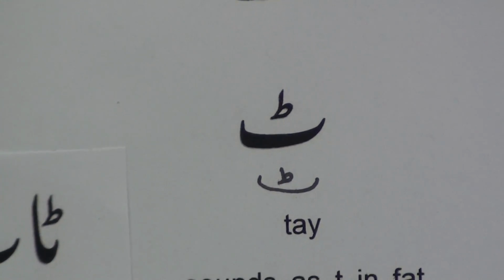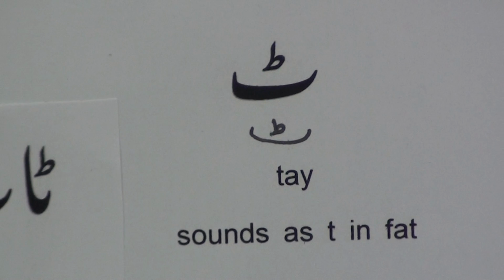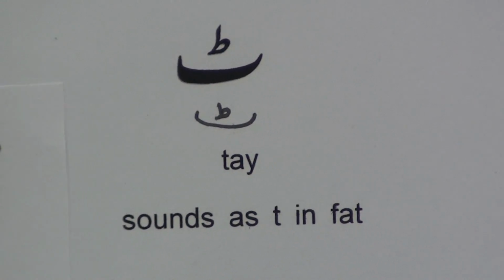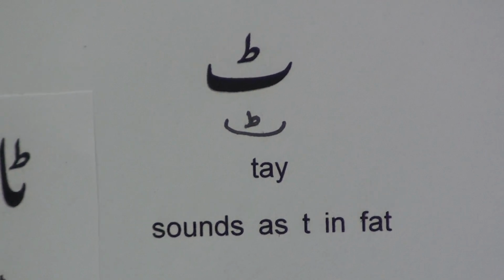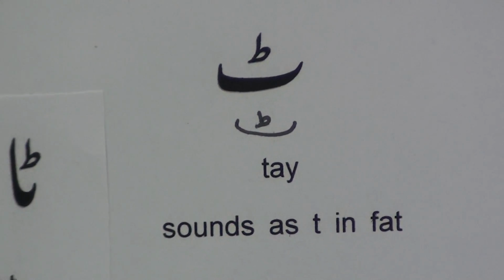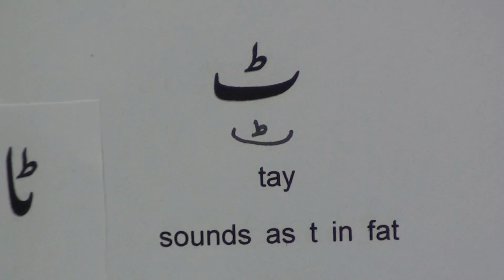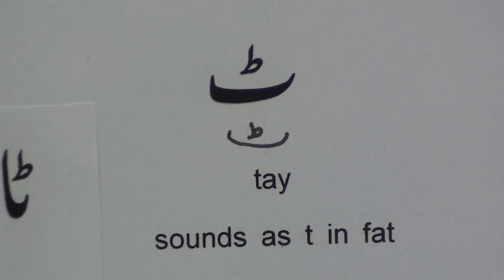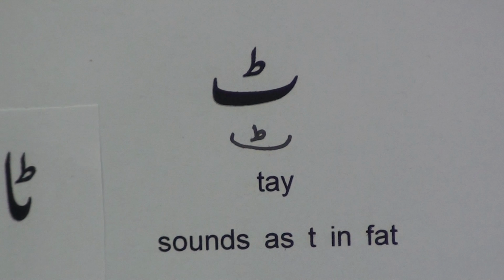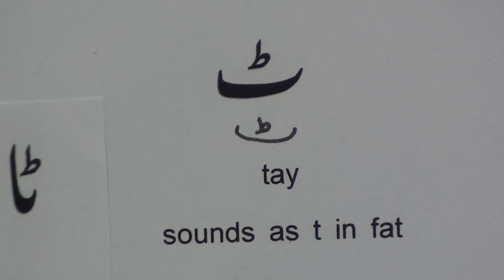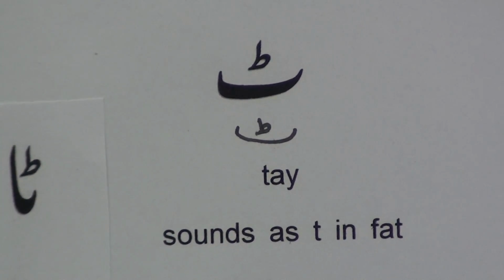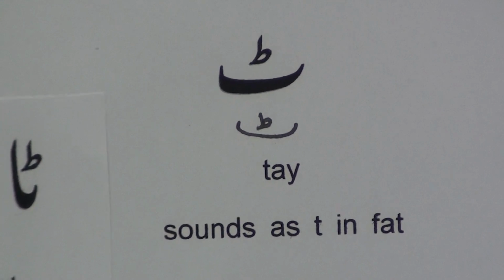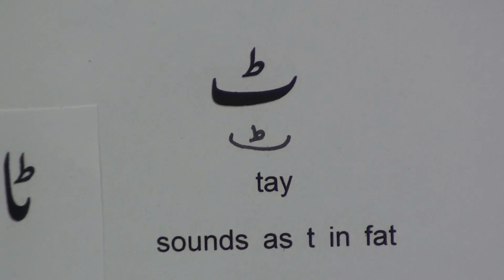Fifth letter of Urdu alphabet is te. Te. It sounds as a T in fat. Fat. This is taste. This is te. It sounds as T in fat. Te was soft, but te is strong. Strong T. Te was soft T as in French, and T is strong T as in English word fat.